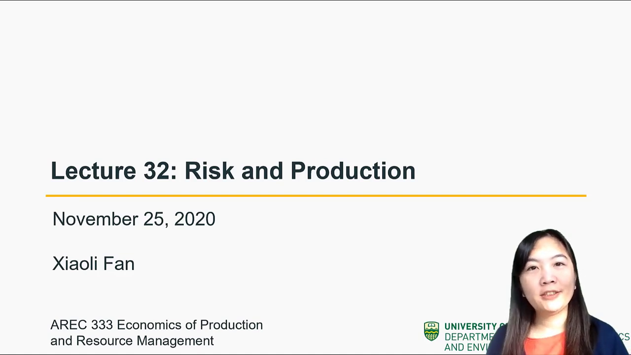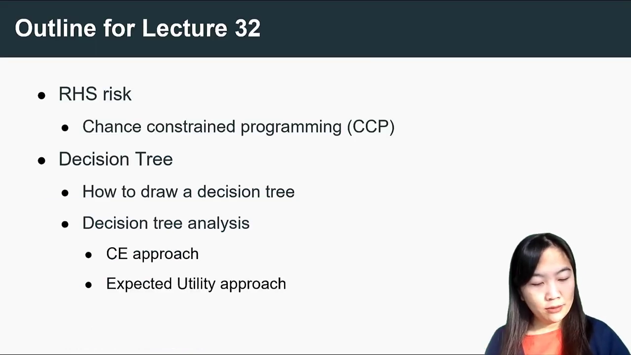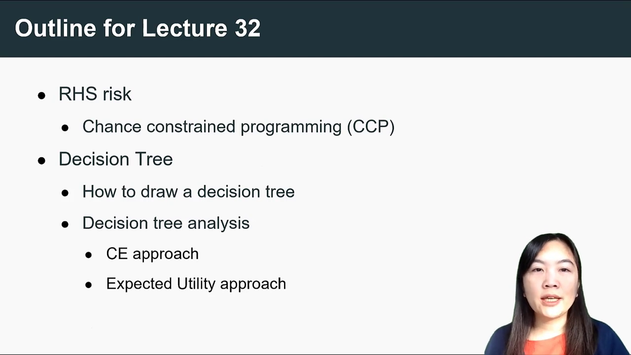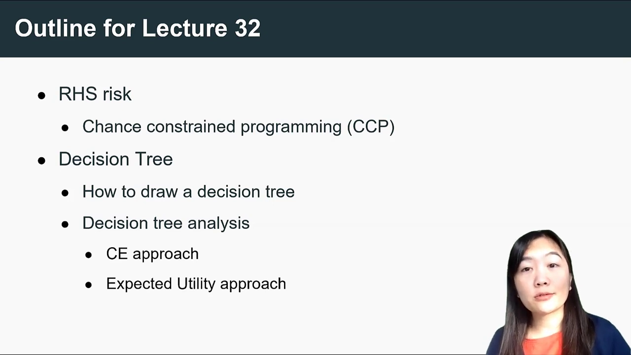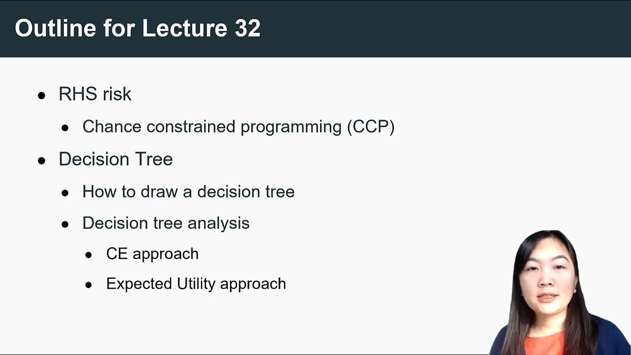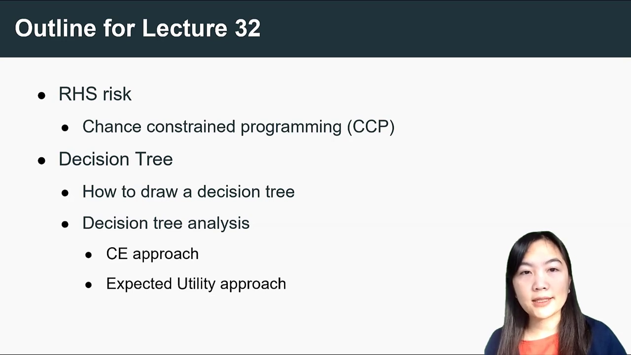Today, we will continue with risk and production. For today, we will first do a right-hand side risk analysis. We will use a method called chance constraint programming. And I will also show you in Excel how you can do this risk analysis. This is linked to the EV analysis example that we covered last lecture.